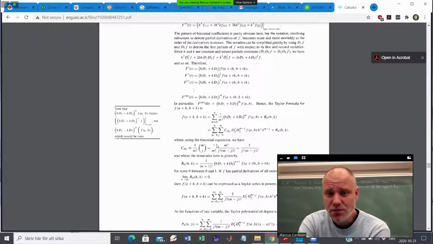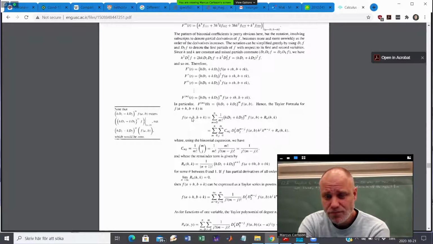And then armed with that, the Taylor expansion here looks precisely like the ordinary one. So 1 over m factorial. And then instead of just differentiation to the order m, which you would have in the one variable, you have hd1 plus kd2 and that to the power of m. So this is a nice way of memorizing it.